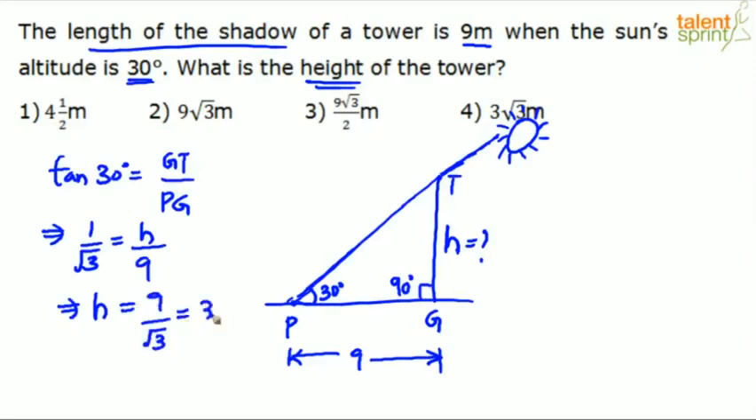root 3. Right? 9 can be taken as 3 into 3. So 3 by root 3 is 3. Sorry, 3 by root 3 is root 3, and 3 into root 3 will become 3 root 3. Option 4.